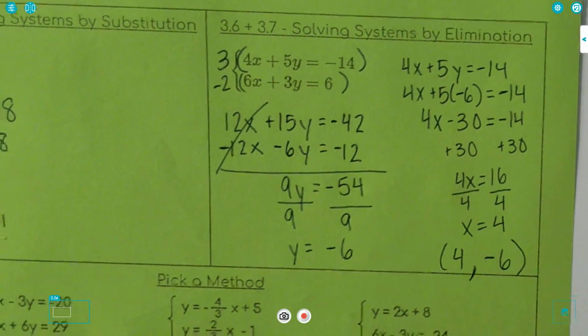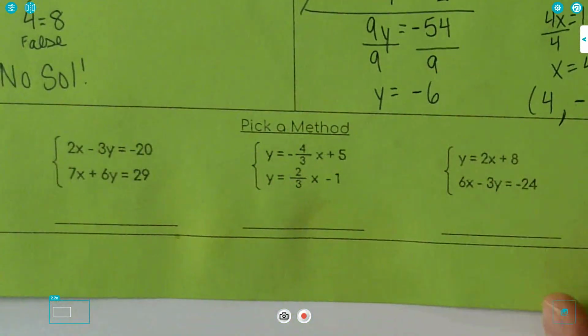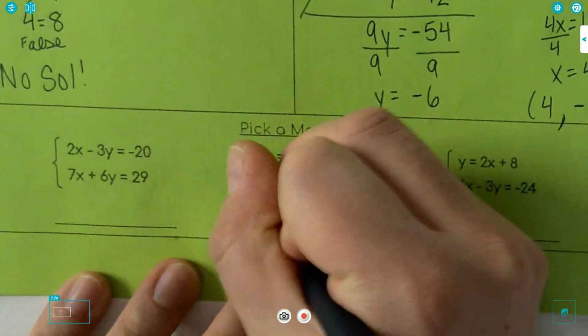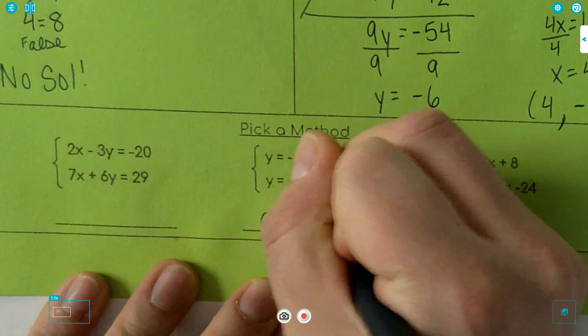Hey, last thing we have on here is just a little pick a method situation. These are literally problems from the assignment you guys did yesterday. Actually, let's do it this way. Which of these is going to be easiest to graph? The middle one. They're both slope-intercept form, and anytime you see fractions that are slopes, you're going to want to graph those. So this one would be easiest to use graphing on.